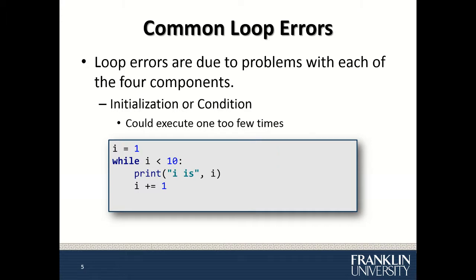Similarly, how many times is this loop going to execute? i equals 1, 2, 3, 4, 5, 6, 7, 8, 9. And when i gets to 10, that's when the loop terminates. And there are only 9 numbers here. Again, maybe you want to execute the loop 10 times, but in this case, it only executes 9 times.